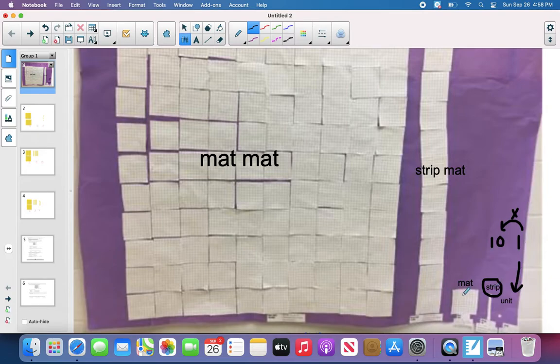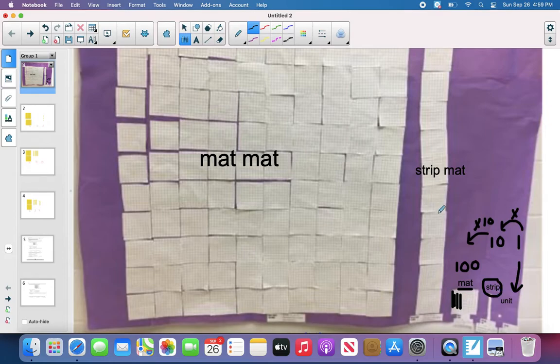10 of these is 10 of this. Notice the pattern. The next up is a mat. So a mat is 10 strips. There's a strip, you combine them all together. A strip, there's 10 of them. So 10 times 10 is 100. So a mat is worth 100. If you notice that, it's like it's multiplying by 10. So we started with a unit, 10 of those is a strip, that's 10. 10 strips becomes a mat.